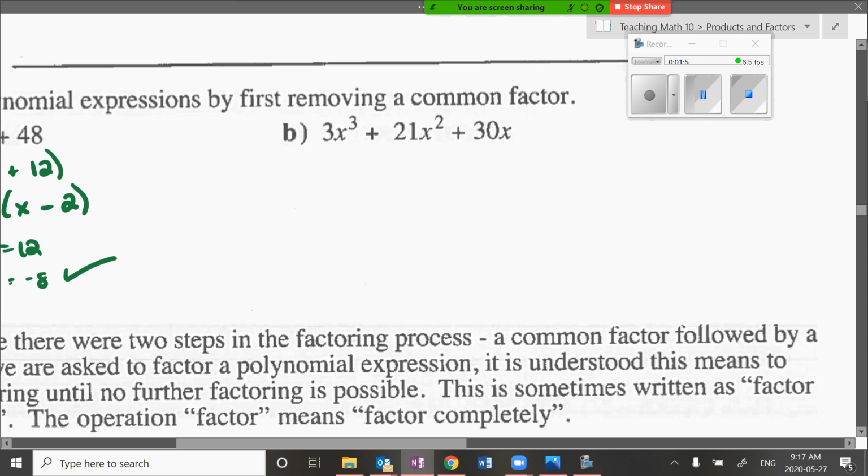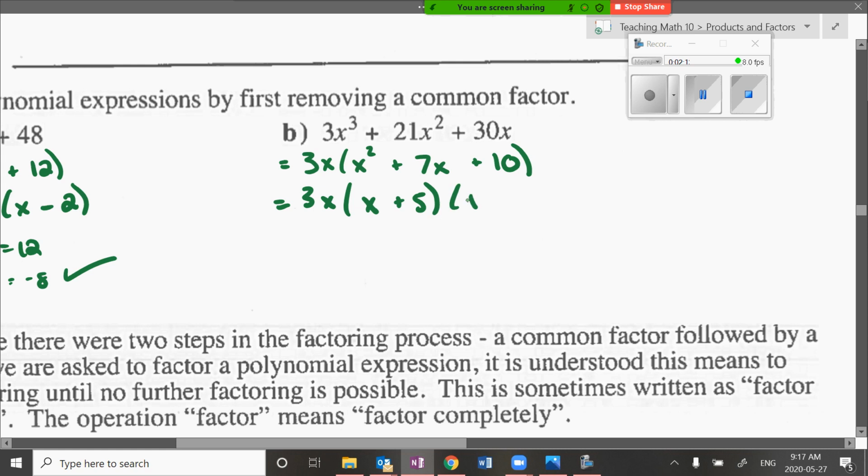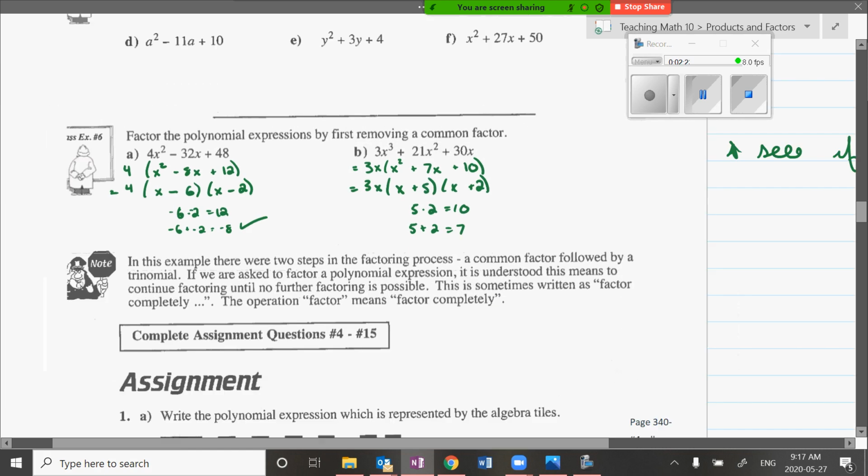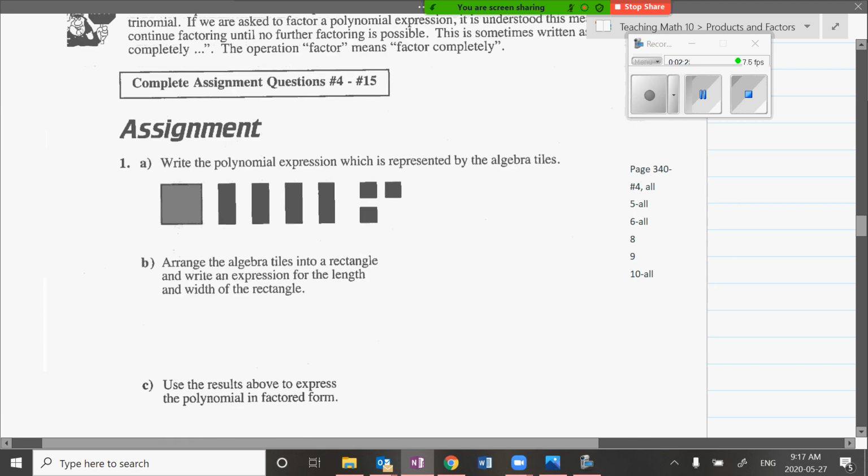This one is going to be a similar idea. Factor out a 3, and then a will be equal to 1. Actually, we can factor out 3x. So I get x squared plus 7x plus 10. So then I'm going to have x plus 5 and x plus 2. 5 times 2 equals 10. 5 plus 2 equals 7. So now let's try and do a couple where there isn't a GCF.